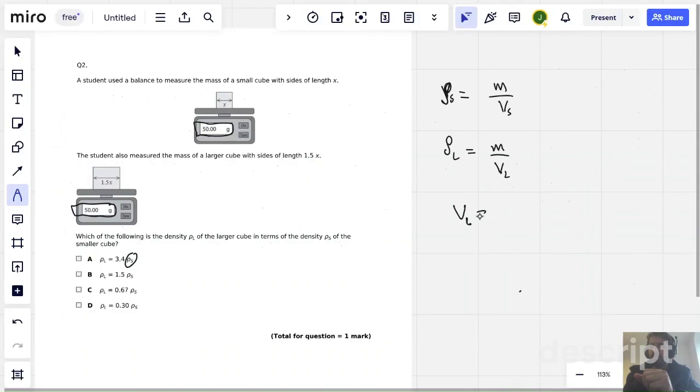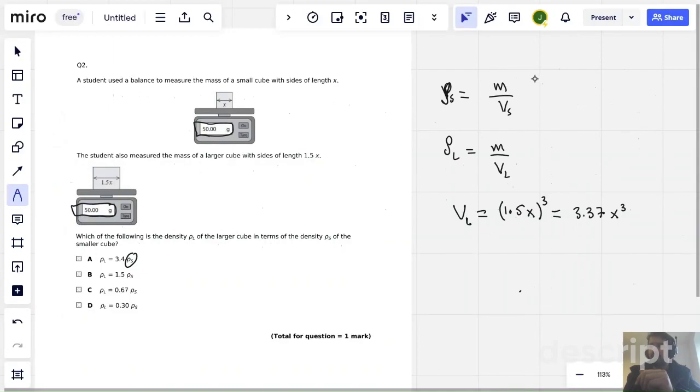So the length of one side of the large cube is 1.5x. Since it's a cubic shape, the volume of a cube is just length multiplied by width multiplied by height, which are all the same. So you just cube the length of one side. When you cube it, you will see that the answer is 3.37 times x cube.